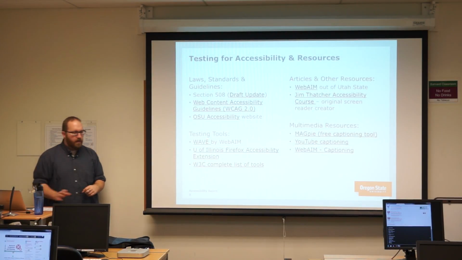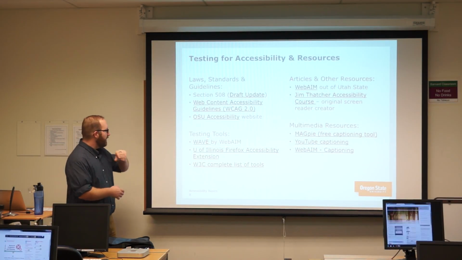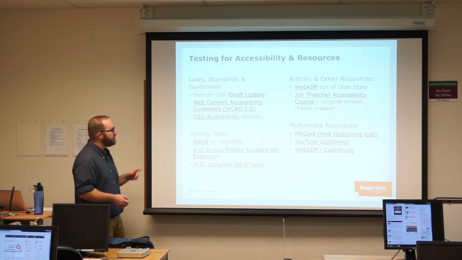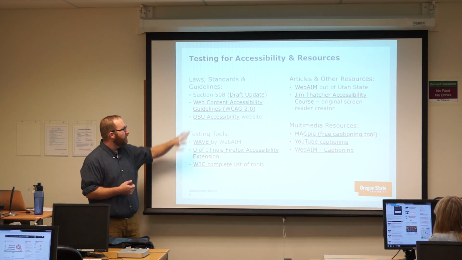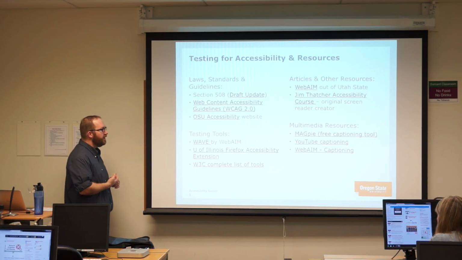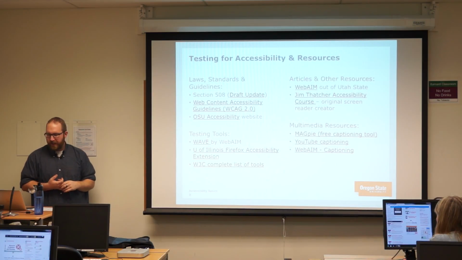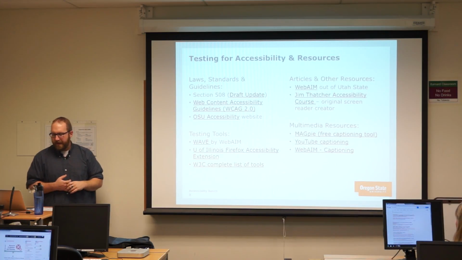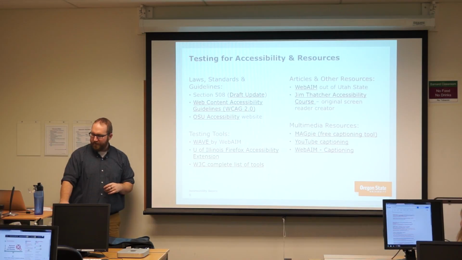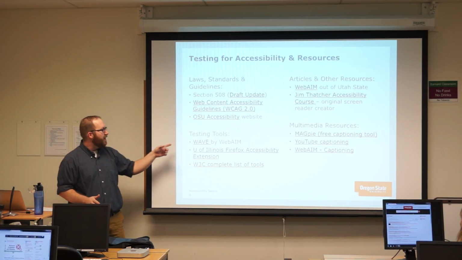So all of this information is provided on the accessibility website as well. If you go to the OSU accessibility website, there's lots of tools that can help you check for accessibility. And the one I'm going to demonstrate that's also on this handout is Wave by WebAIM.